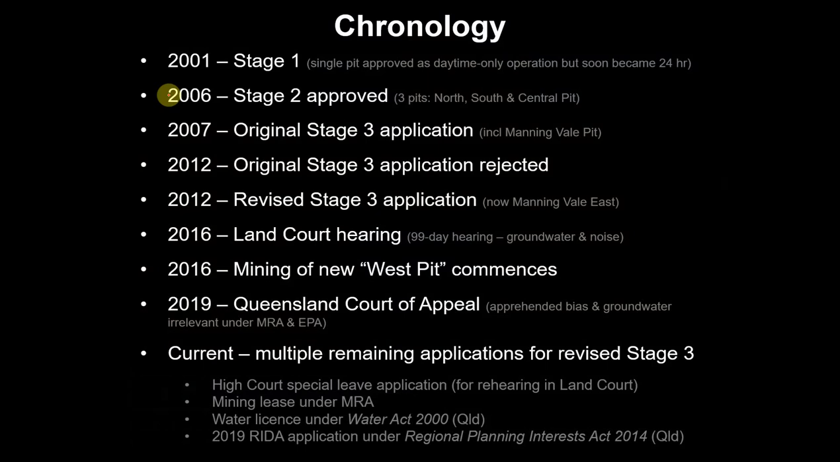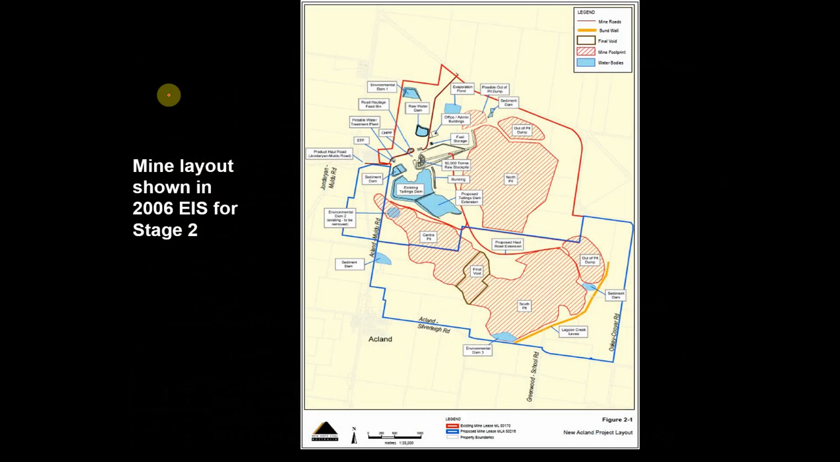So there are multiple remaining applications for the revised stage three at this stage. So stage two then, and what is lawfully able to be done on the existing mine site is a critical question for the miner. So this is the layout for the mine that was shown in the environmental impact statement for stage two. And you can see here North Pit, South Pit, and Centre Pit. So those were the three mine pits. The mine footprint is shown in that crosshatching.